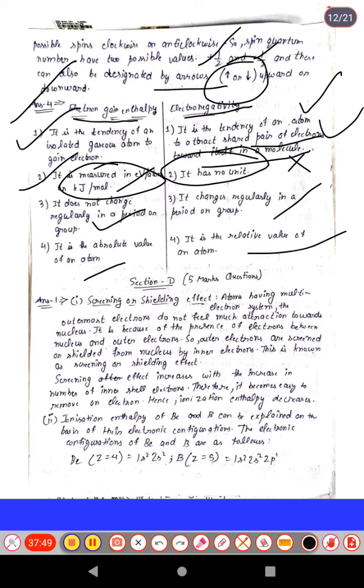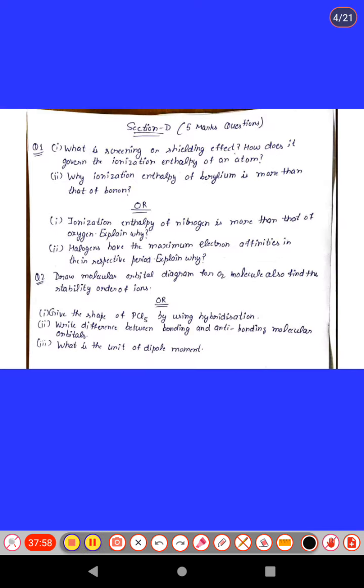Next we will do D part, in which there will be 5 marks questions, with both options. So in section D, the 5 marks questions we have: first question is, what is screening or shielding effect and how does it govern the ionization enthalpy of an atom. And second is, why is the ionization enthalpy of beryllium more than that of boron. And our option question is, ionization enthalpy of nitrogen is more than that of oxygen, explain it. And halogens have maximum electron affinity in their respective period, explain why.